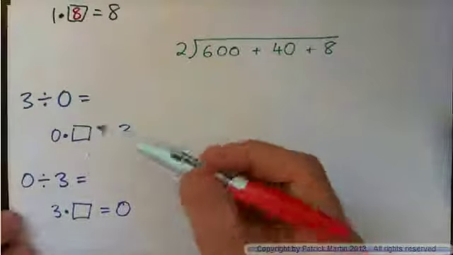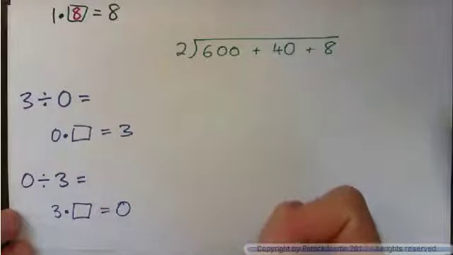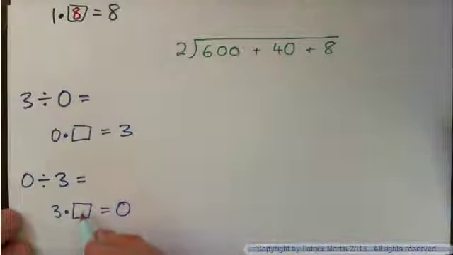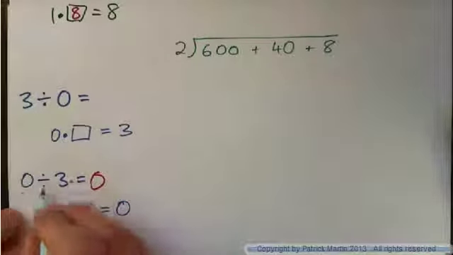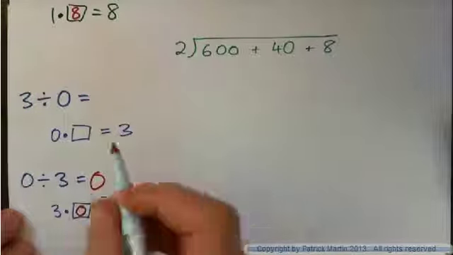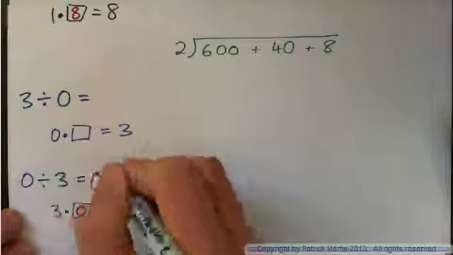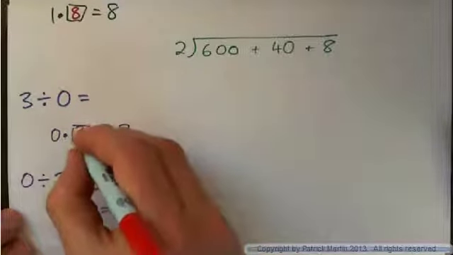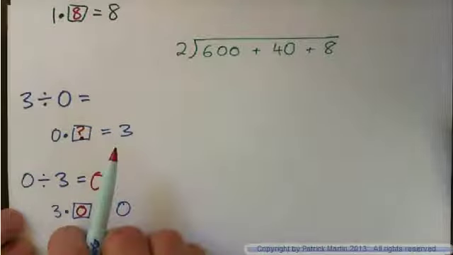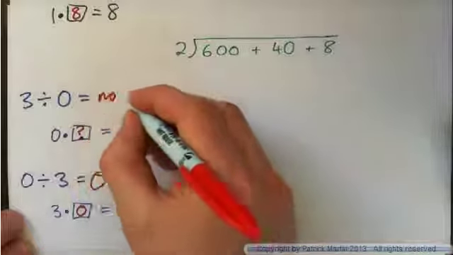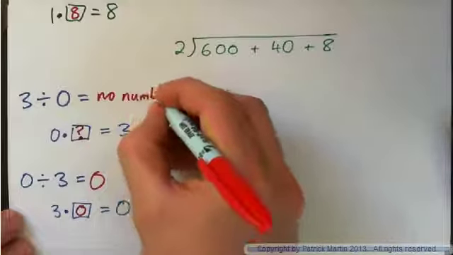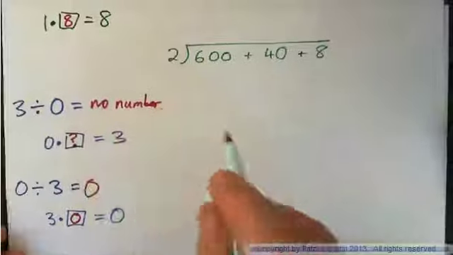So, what are the answers? Well, this one, 3 times 0 gives 0. So the answer here is 0. Or you could think, $0 split among 3 people, each person gets $0. Whereas this one, 0 times what gives 3? There is no number that'll work there, is there? 0 times what gives 3? Can't think of anything. So there is no answer. No number. Or no real number.